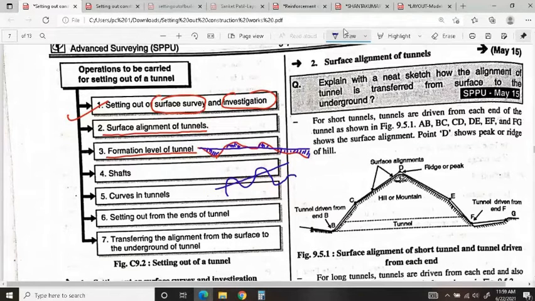Okay, then shaft, you know what you mean by shaft, the open thing, where your train or vehicle runs. Curves in the tunnels. One second.